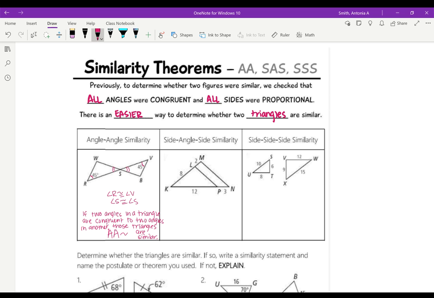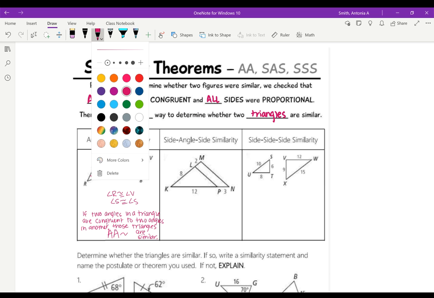The next type of similarity is side-angle-side similarity. So side-angle-side similarity says that if you have two sets of corresponding sides that are proportional, and the included angle, or the angle in between them in each, is congruent, then your two triangles are similar. So let me write that out. I'm going to use a different color here.